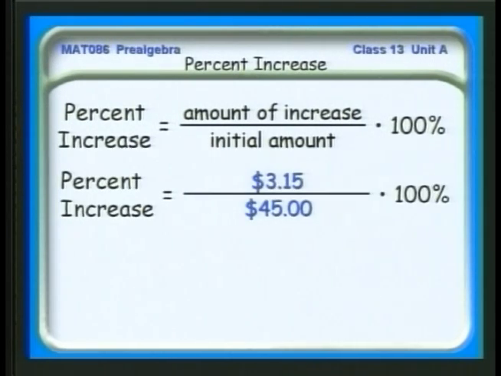We'll substitute in what we're given for that, the $3.15 increase over the $45 for the original cost of the blouse. And when I figure that out as a fraction, it works out to 0.07. Then if I multiply it by the 100%, I get that 0.07 times 100% is equivalent to 7% sales tax.